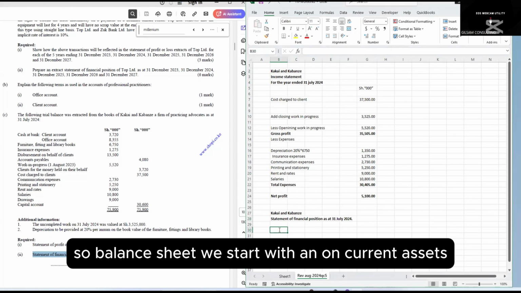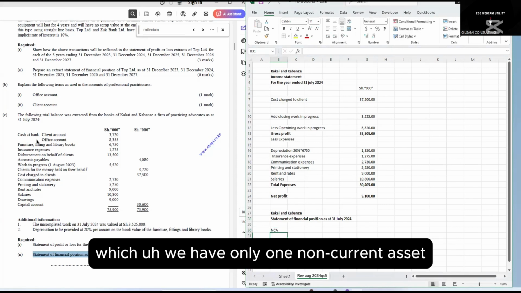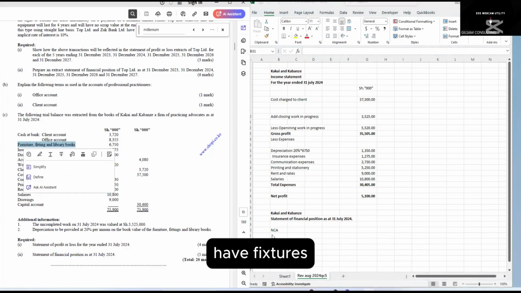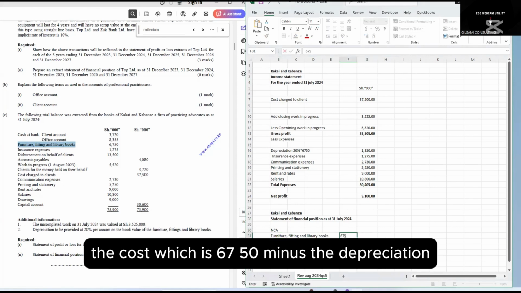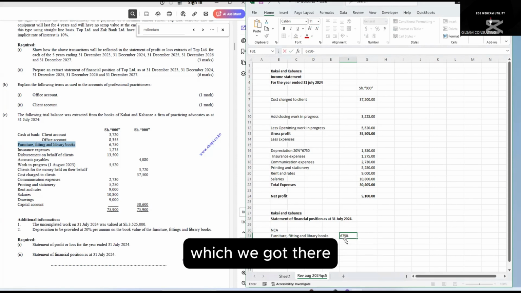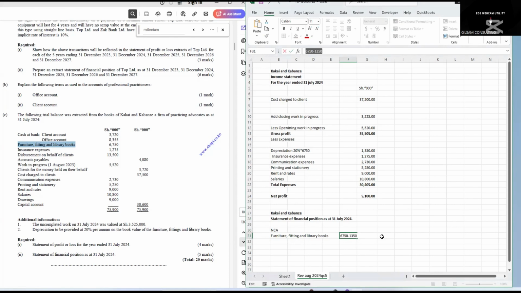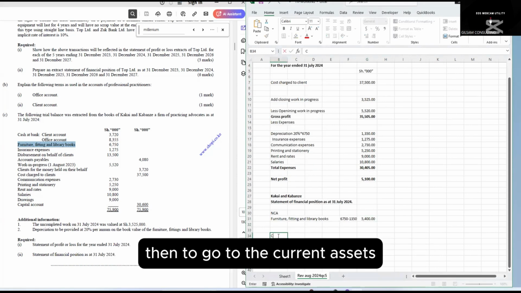So for the balance sheet, we start with the non-current assets, which we have only one non-current asset. We have fixtures. Then we take the cost, which is 6750 minus the depreciation, which we got there 1350, so that we get the net book value. So our net book value for that is 5400. Then we go to the current assets.